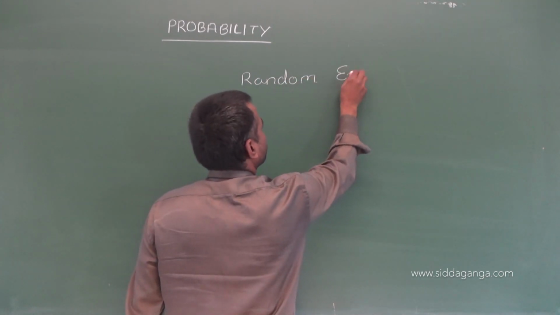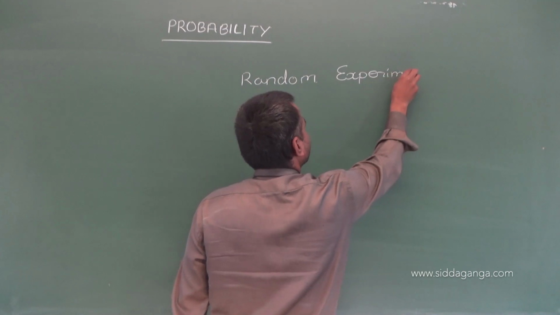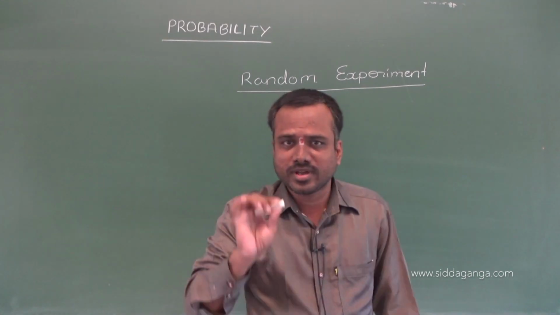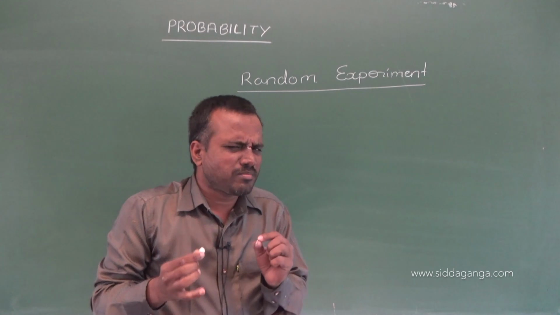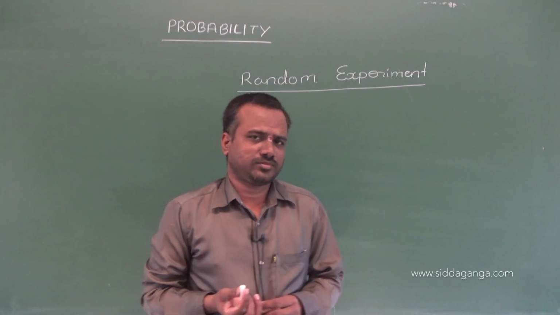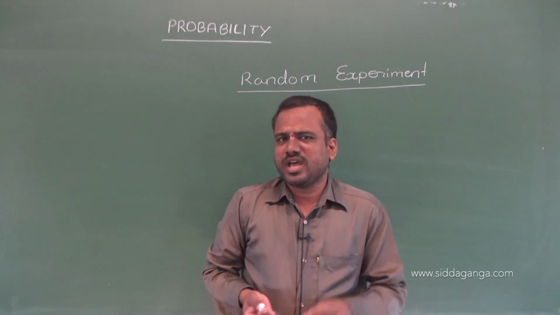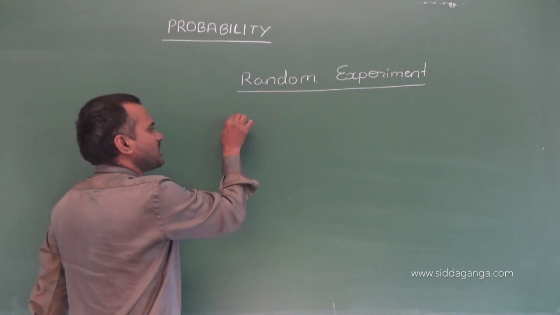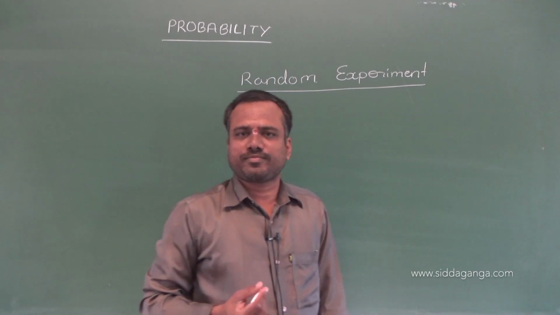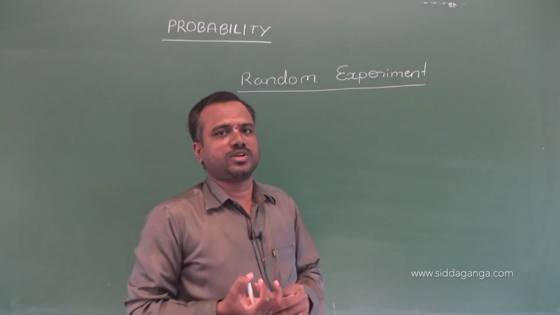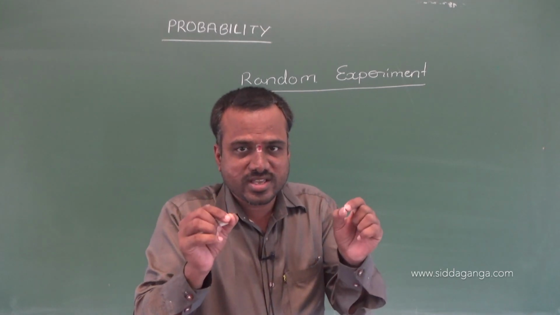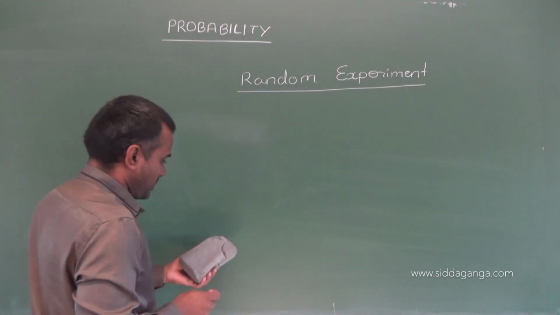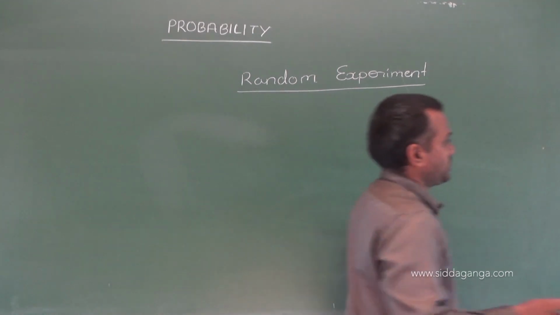random experiment. You know already, random experiment. Random experiment, it means what? Okay now, random experiment means what? An experiment is said to be random experiment if it satisfies two conditions. An experiment is said to be random experiment. It satisfies two conditions.